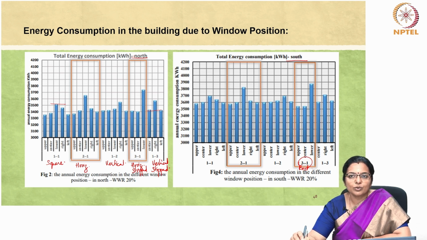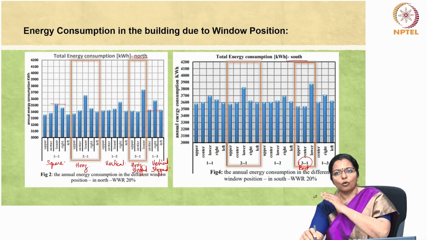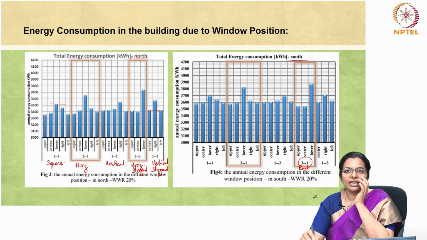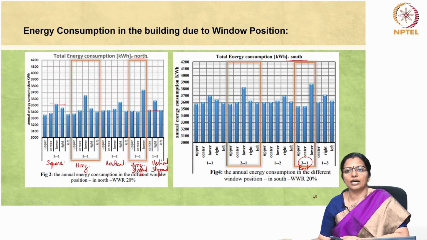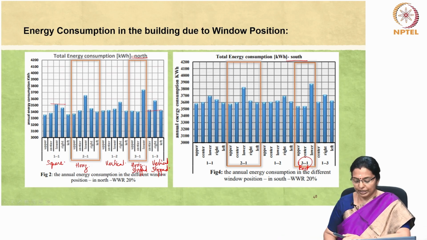Interestingly, the 1:2 and 1:3 windows result in nearly similar energy consumption for both the center and left position in the wall. Conversely, the highest energy consumption for this facade is attributed to the bottom windows with ratios of 1:1, 2:1 and 3:1, with energy consumption increasing in ascending order relative to the window ratios.